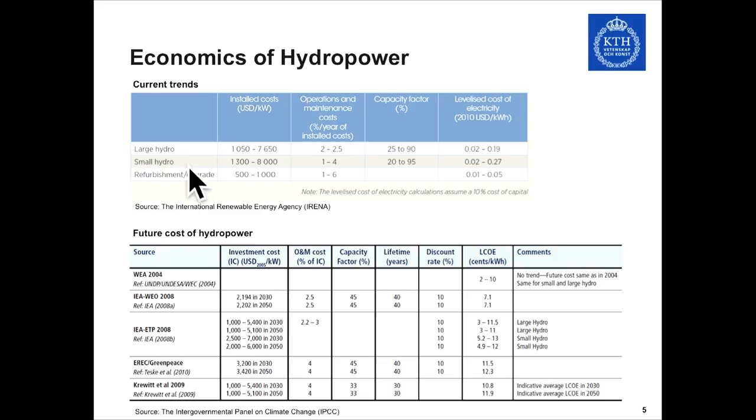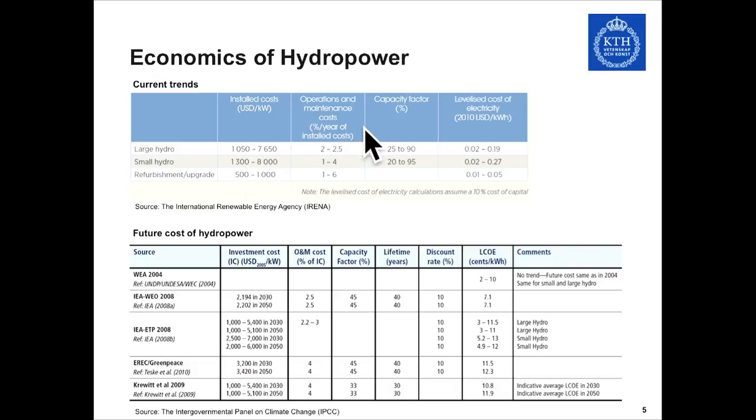So here you could see for large hydropower plants, the installed cost, US dollars per kilowatt, could be as low as $1,050 per kilowatt, or as high as $1,600 per kilowatt. Comparing it to the small hydropower plant, you could see that the cost per kilowatt of a small hydropower plant is higher compared to the large hydropower plants.